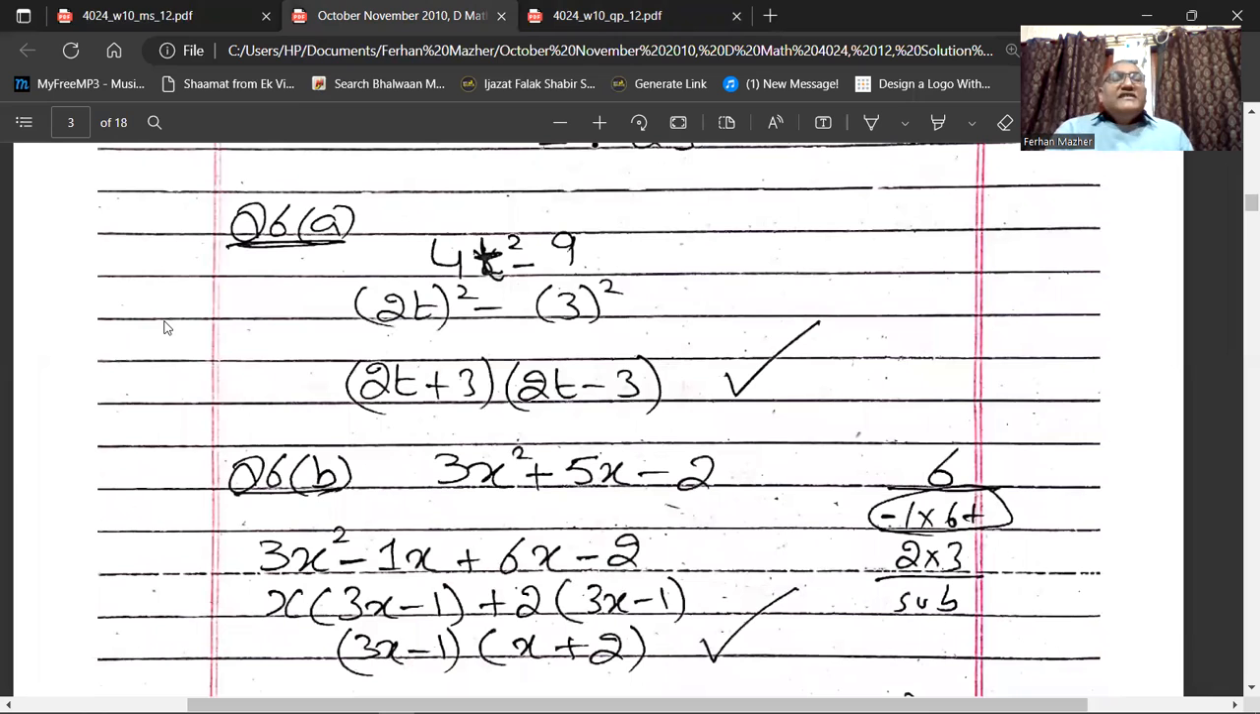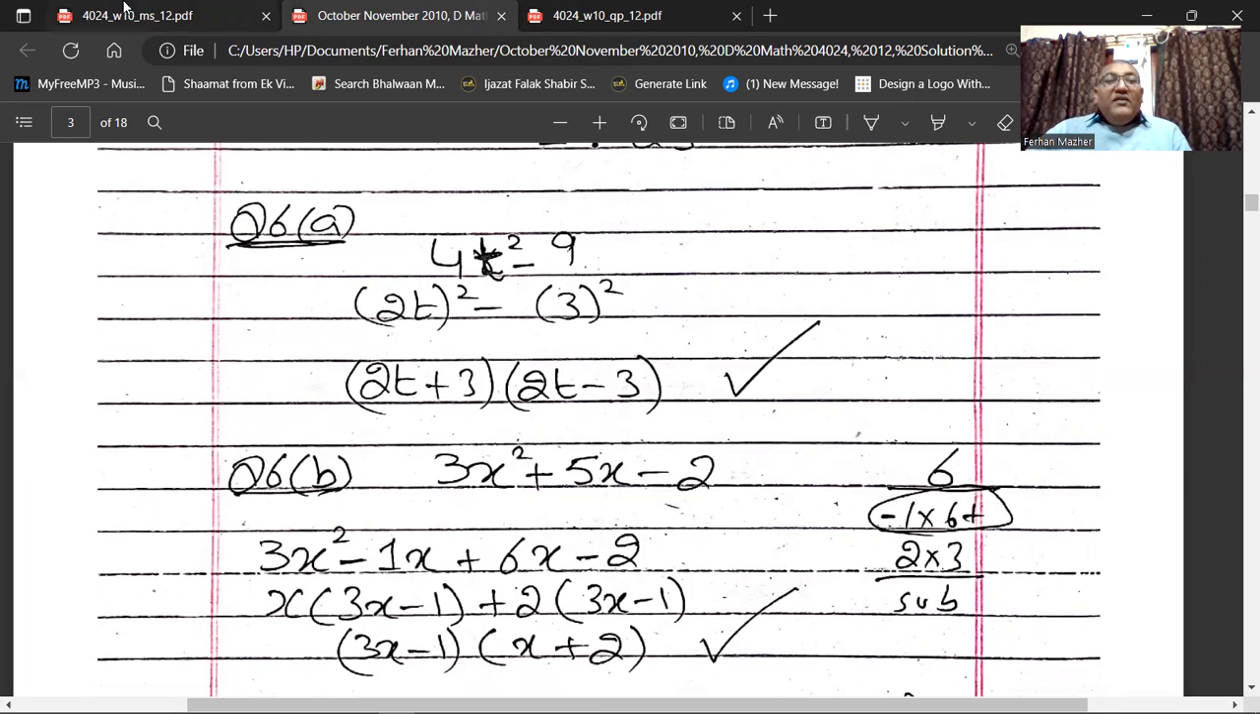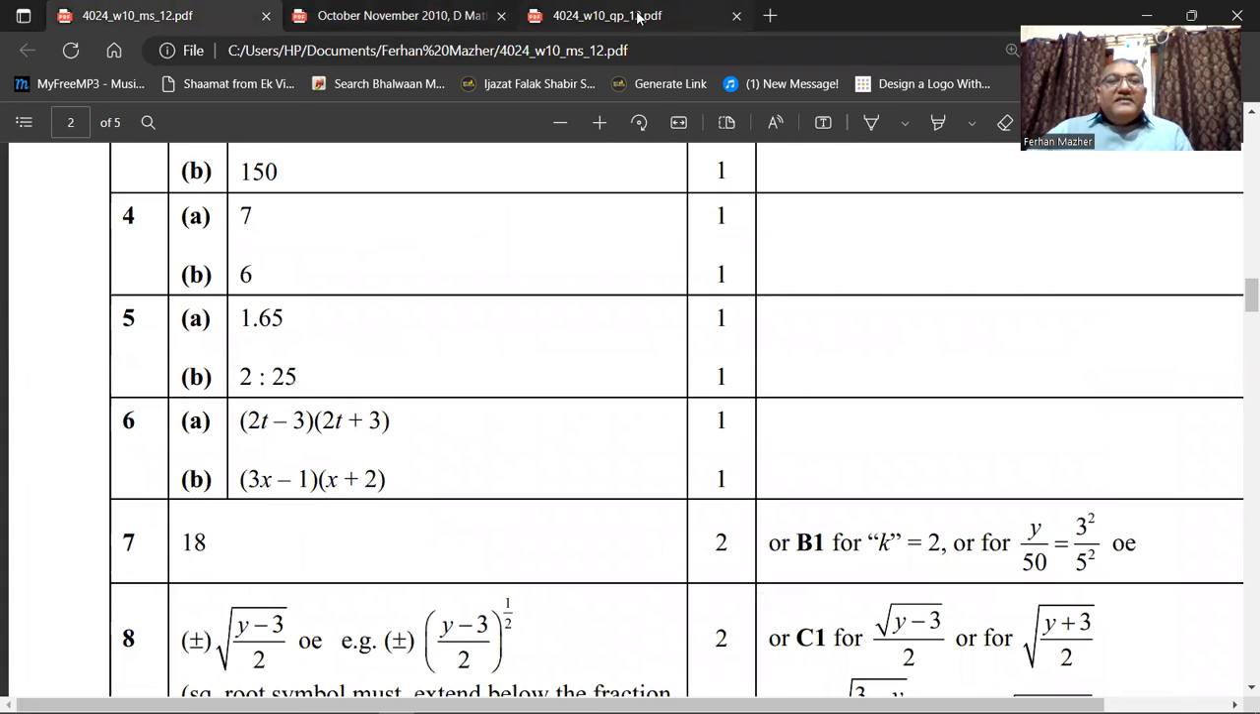So question number 6, A part, its solution is showing up. So 4t square minus 9 will be 2t whole square minus 3 square. So it will be 2t plus 3 in one bracket, and in the other bracket you will have 2t minus 3. So let's check. So our answers are right.